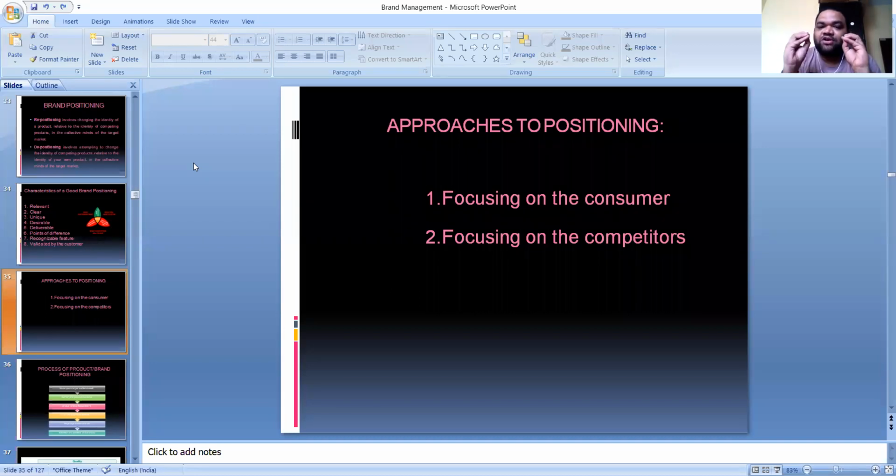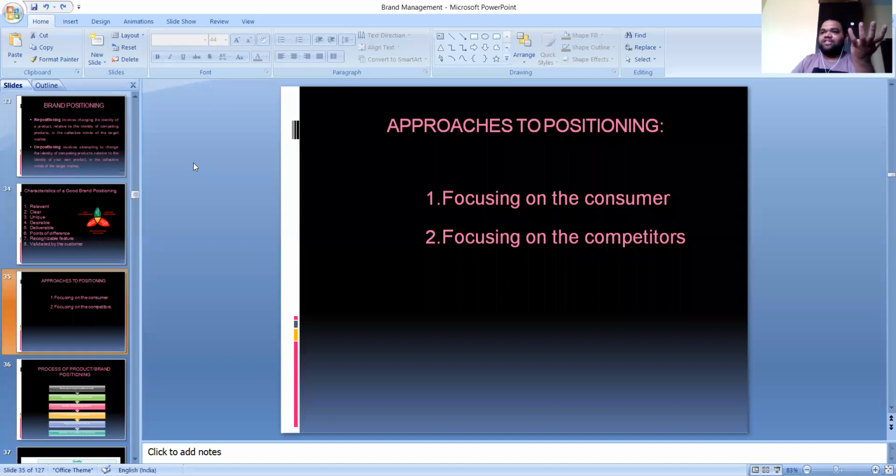So these are the two approaches while you are positioning. Focusing on the consumers means, as I already said, you focus on the wants and desires of the consumer, whatever they need, and you give some plus attributes or plus features, then the consumer will get satisfied. Coming to focusing on the competitors, yes, in the market we have many competitors, but there is no need to focus on all of them. You take selective competitors based on your features and your product, and then you focus on them.